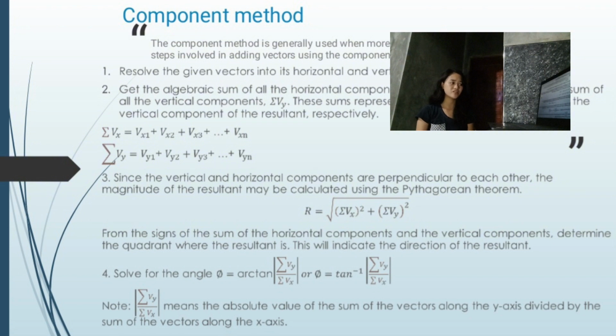Third, since the vertical and horizontal components are perpendicular to each other, the magnitude of the resultant may be calculated using the Pythagorean theorem. From the signs of the sum of the horizontal components and the vertical components, determine the quadrant where the resultant is. This will indicate the direction of the resultant. Fourth, solve for the angle. Note that theta means the absolute value of the sum of the vectors along the y-axis divided by the sum of the vectors along the x-axis.